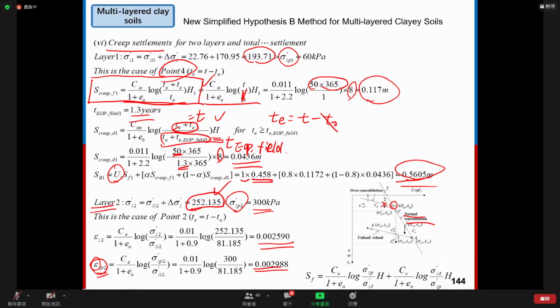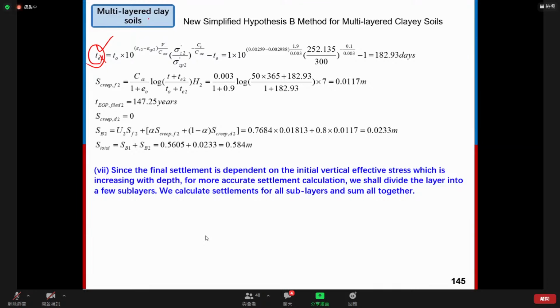So we calculate it here. We only use this part. It's enough because all of them are on the OCL line, right? So we get these two values. We input them here. V we know, C alpha E we know, everything we already know.